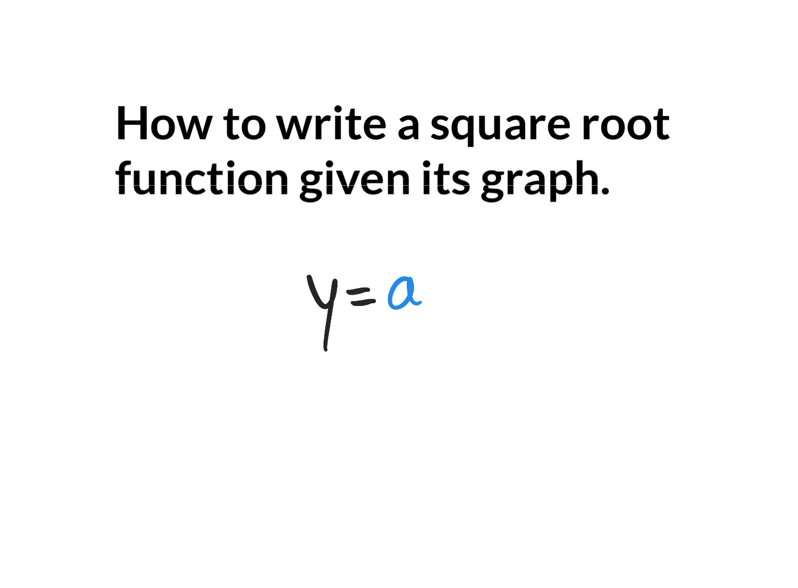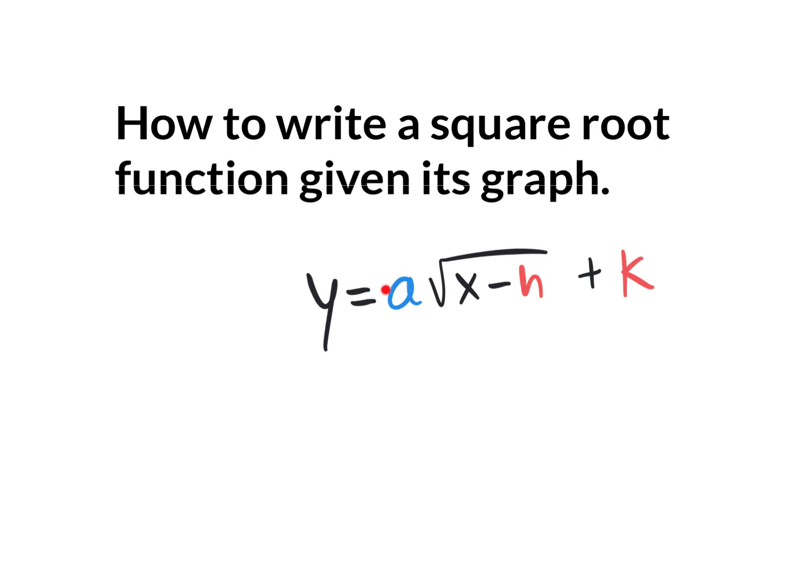A square root. What's inside the square root? X minus h and then plus k. Perfect. Okay, so we should be comfortable with this format already, and we should know everything that the a does, the h does, and the k does, right?